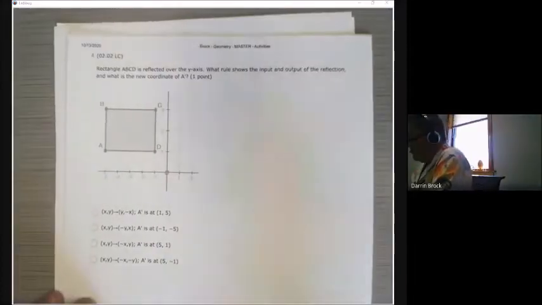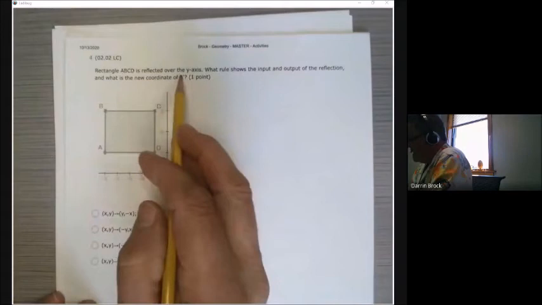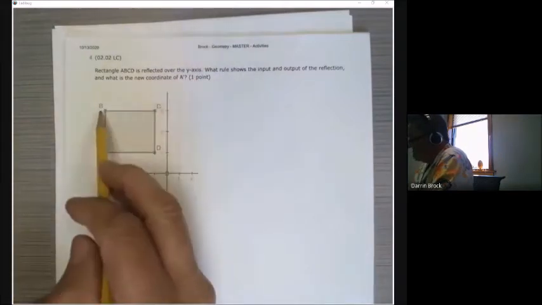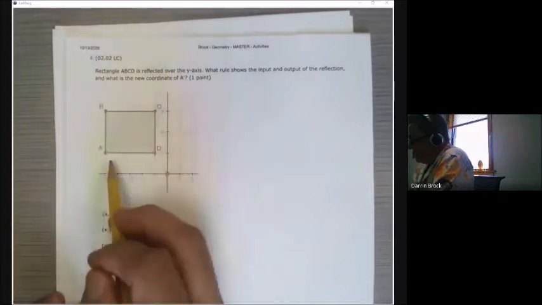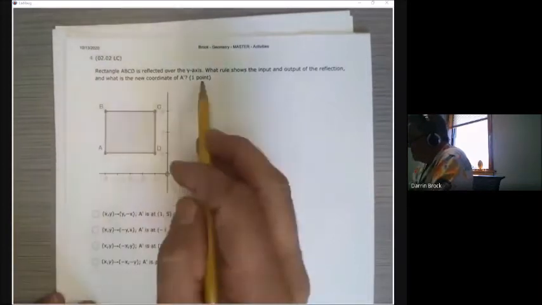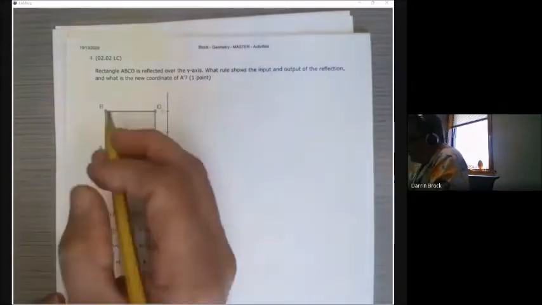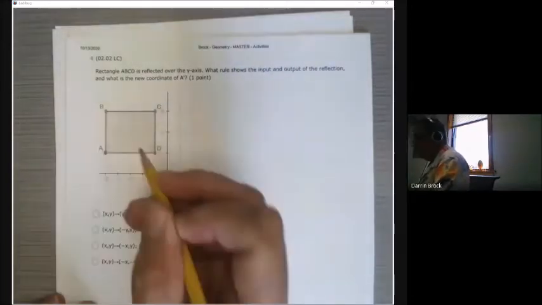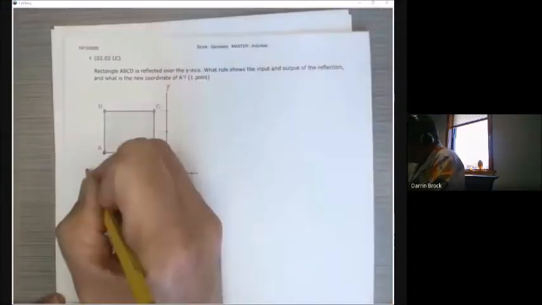So let's look at number 4. It says rectangle ABCD reflected over the y-axis. A, B, C, D. They have to be in order. A, B. We don't say A, C, B, D. In order. What rule shows the input and output of the reflection? And what are the new coordinates of A? So it wants to know this one. Where does it end up? So over the y-axis, this is the y. This is the x.